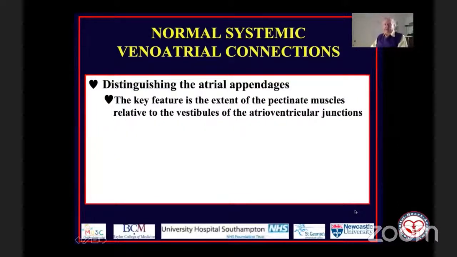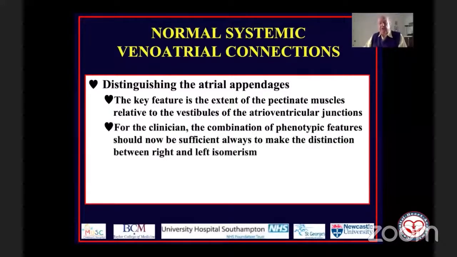We then have to come back to the problem that we've been discussing now throughout the last year. How do we distinguish between the atrial appendages? And hopefully by now, you've all come to appreciate that the feature we use is the extent of the pectinate muscles relative to the vestibules of the atrioventricular junctions.